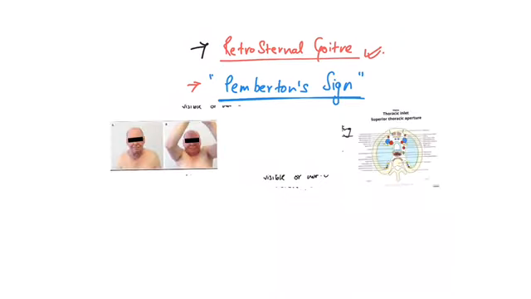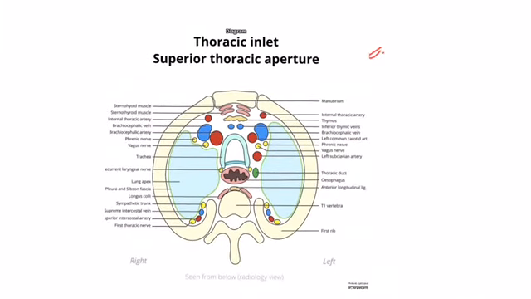Now, for Pemberton sign, what you need to do is ask the patient to raise both his hands by the side of his head and maintain that position for quite a while, at least 1.5 minutes. So what happens is, if a retrosternal goiter is present, you need to first see the diagram of a thoracic inlet. You can see it's a narrow space bounded anteriorly by the manubrium sterni, the first rib and the first thoracic vertebra. It is a narrow space. Many structures are already present here, especially the vessels in the anterior portion.